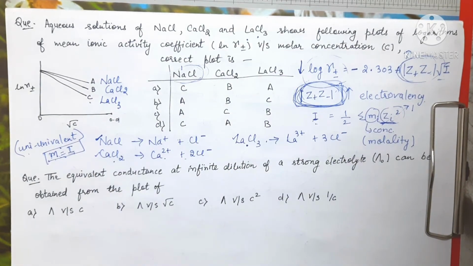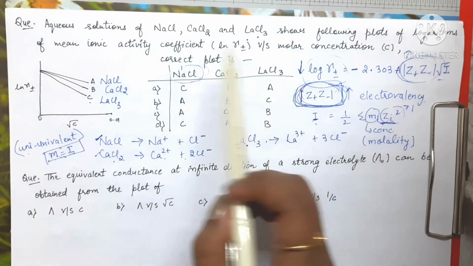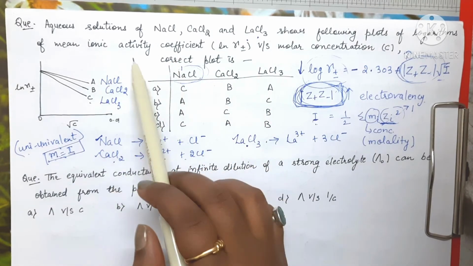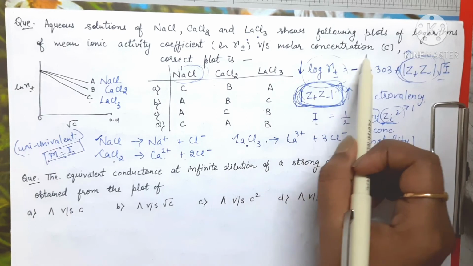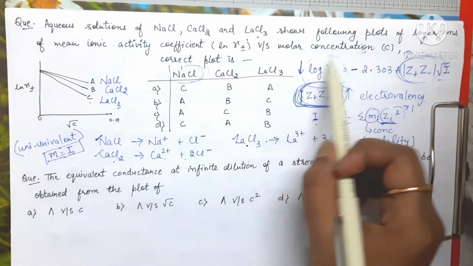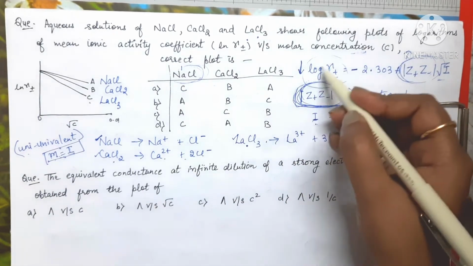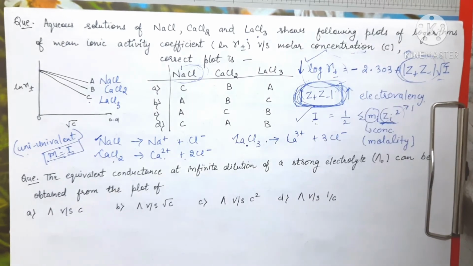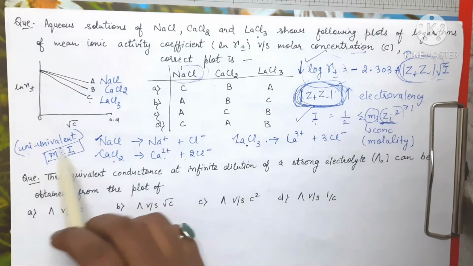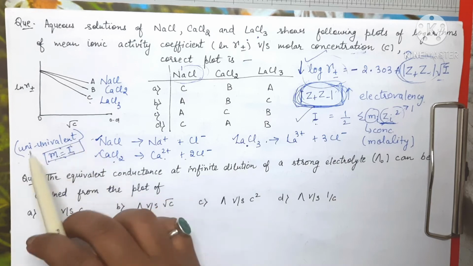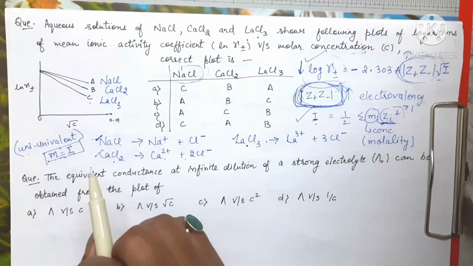I hope this question is clear. We just have to find out the relation between the mean ionic activity coefficient and the molar concentration C. So we should know these two relations, and you should know the concept of univalent, bivalent and trivalent ions.